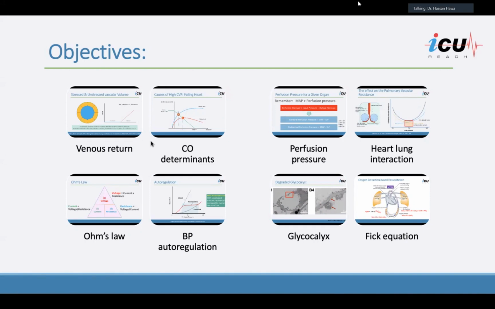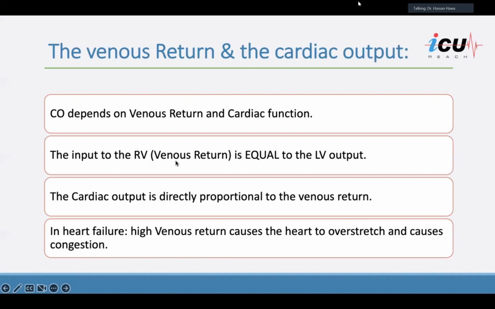So we'll start with the venous return, and we know that cardiac output depends on venous return and cardiac function. For the cardiac output to be achieved, we need an adequate venous return coming to the heart, and then this blood is ejected from the heart with adequate cardiac function. It's important to keep in mind that the input of the right ventricle, i.e. the venous return, should equal the left ventricular output. So whatever comes to the heart should end up leaving the heart.